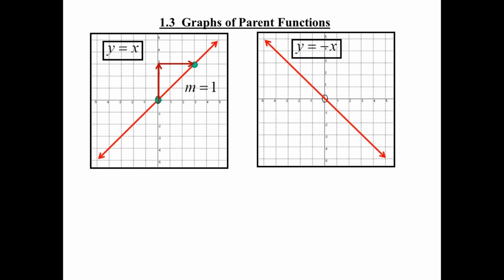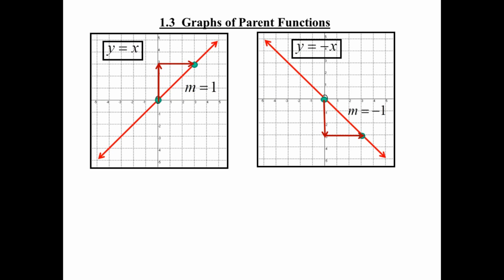Doing the other one, again, I could choose any point on it. I'll choose the origin. And how about the point 3, negative 3? Choose that point. Rise over run. So rise in this case is dropping, so it will be negative 3, and then running 3. So the slope here is negative 3 over 3, and that's negative 1. The slope is negative 1.